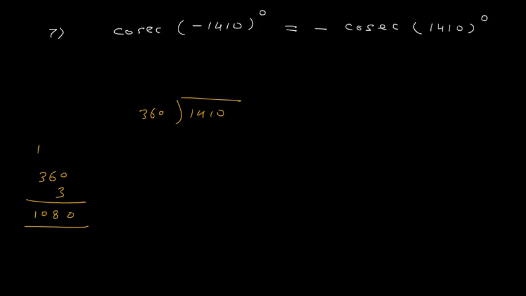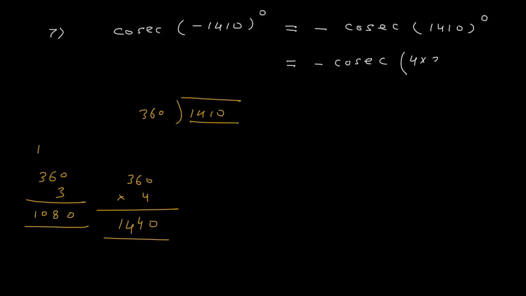And if I say 360 into 4, I will get 0, 4 times 6 is 24, 4 times 3 is 12, 12 plus 2 is 14, 1440. Okay, so this number 1410 is very close to 1440. So here see what I am doing, I am writing this as minus cosec. Now here it is 1440, that is 4 into 360, minus, now this is minus 30, na?